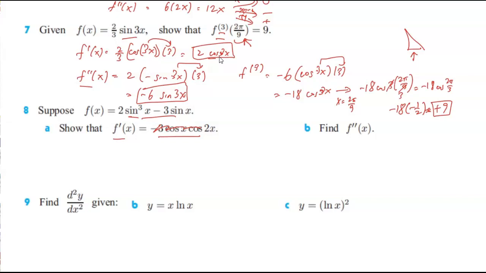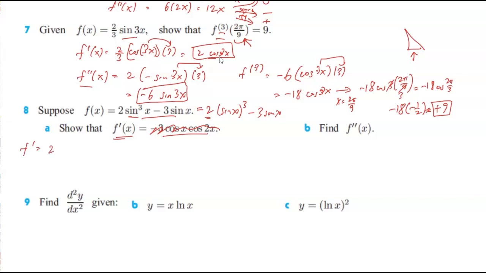They want us to show that the first derivative is equal to this. Let's cover it up. Okay, first I'm going to rewrite the original function so that it's a little bit more obvious that the cube is the outside function. Okay, now I'm going to find the derivative of this function, the first derivative.